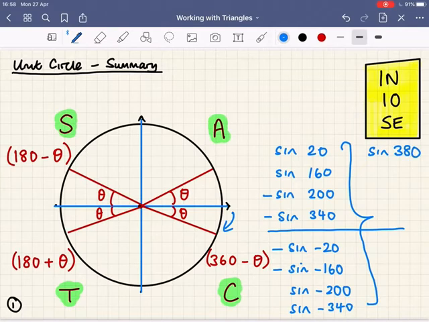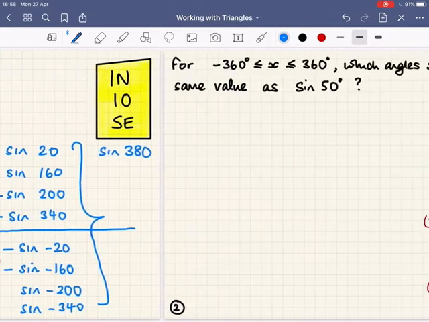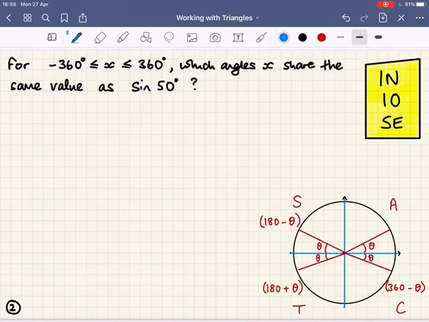That would give the same value as sine 20, and so on. And that's going to be very, very useful because we are frequently going to be asked to find multiple solutions when we're dealing with angles questions. So here's a good example. Let's just check that we've got the idea.